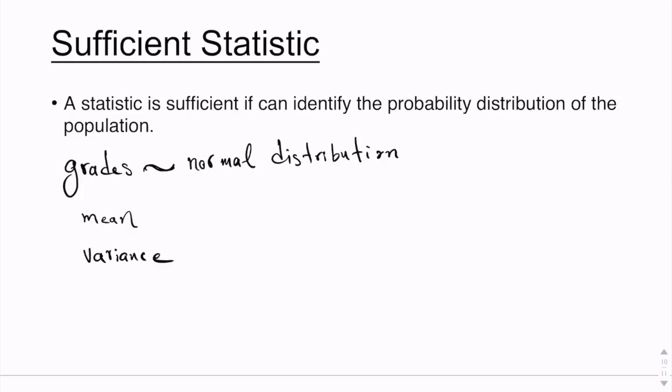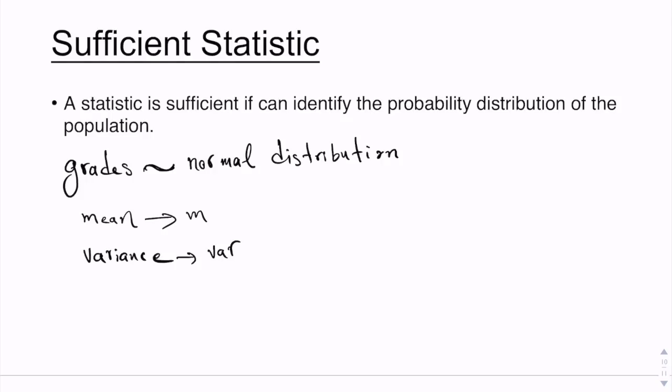So this is called the mean, and this is the variance. If you know the mean and variance of this distribution, then we know everything about it. In other words, any other statistical measurement from this distribution is already contained in the mean and variance. The normal distribution is completely identified by these parameters.